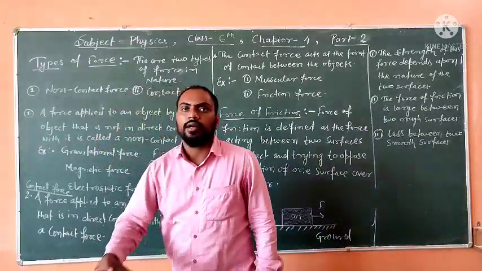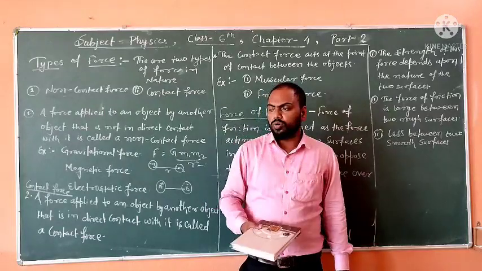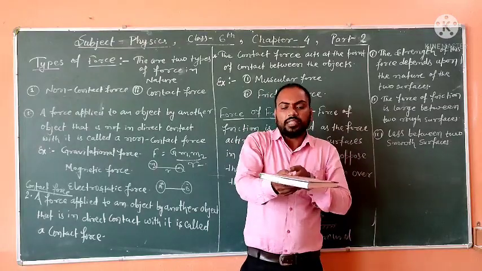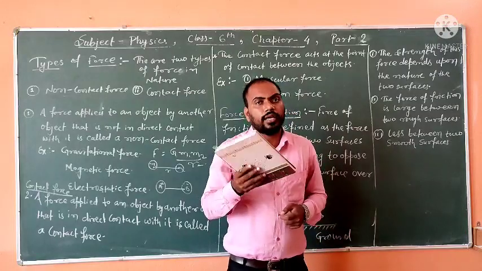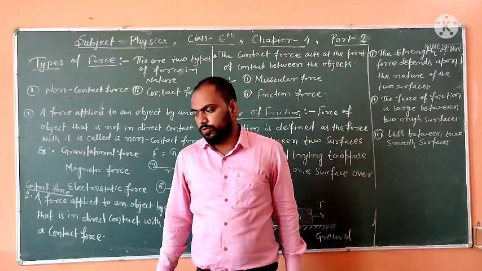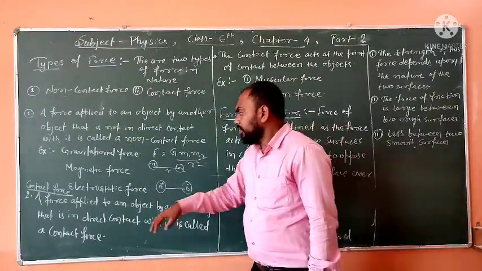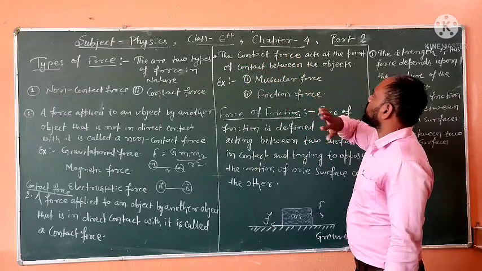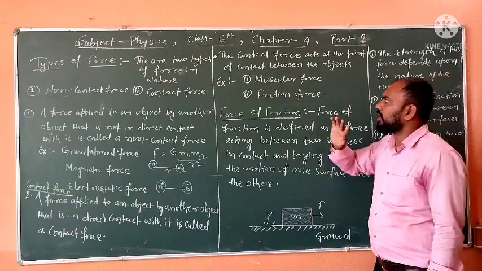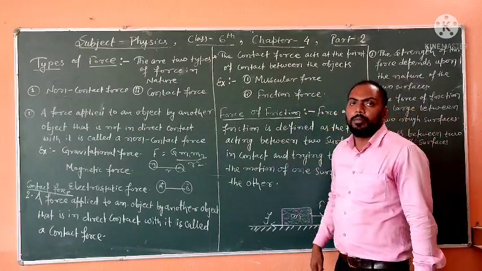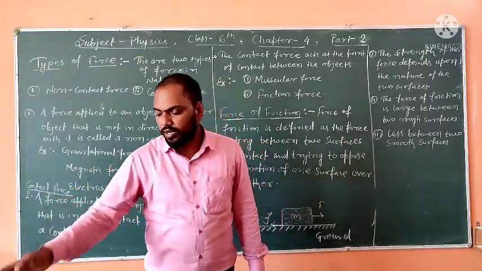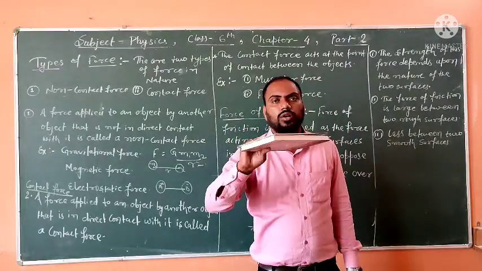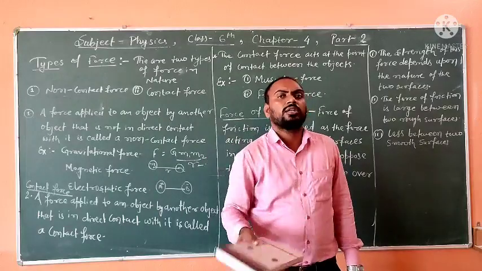If I am lifting this diary, this notebook, the notebook and my hand are in contact. That's why I am able to apply force on this body. This force is called contact force. So this is an example of contact force. Examples are muscular force and friction force. Muscular force is what a man or any living body applies by itself. I am a human and I apply my force on this notebook by my hand, by the muscles. It is called muscular force.